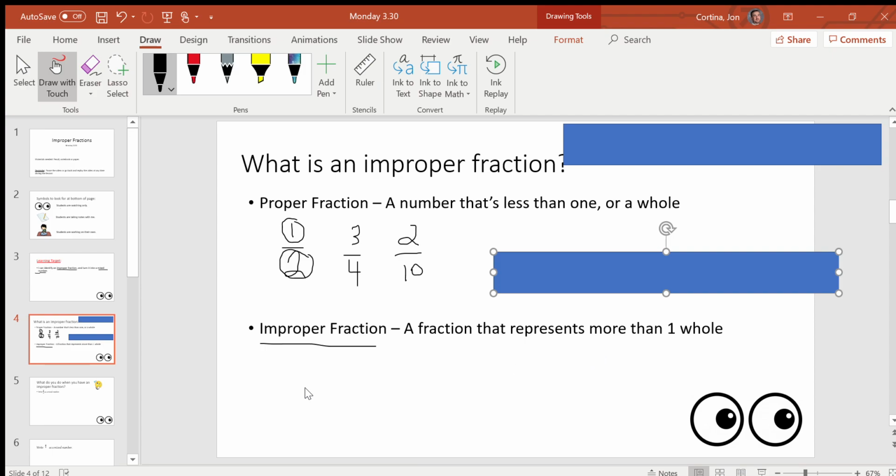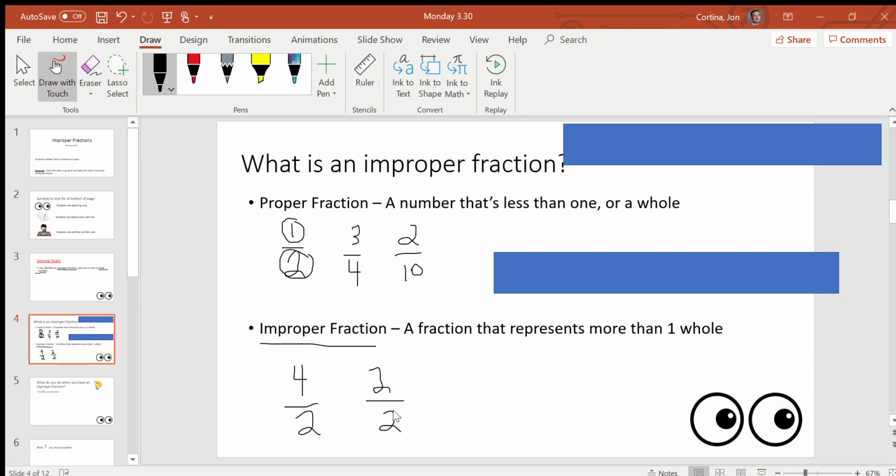An improper fraction is a fraction that represents more than one whole. Okay, so some examples of improper fractions might be something like this. Okay, so this fraction, we say it as 4/2. Okay, so the number on top in this fraction is bigger. So we call it an improper fraction. And it's saying that's more than a whole. A whole fraction, for this example, would be 2/2.